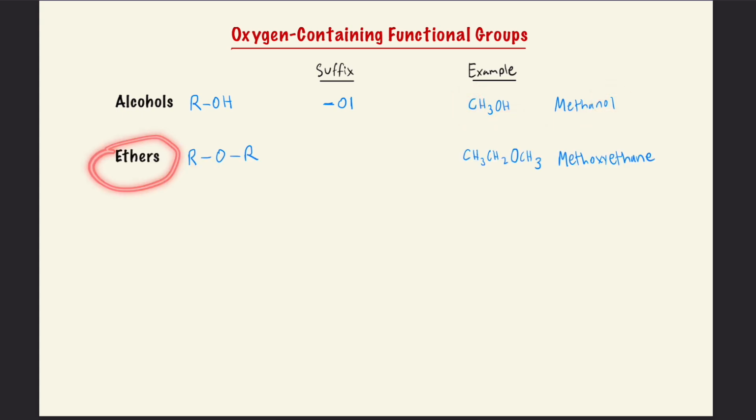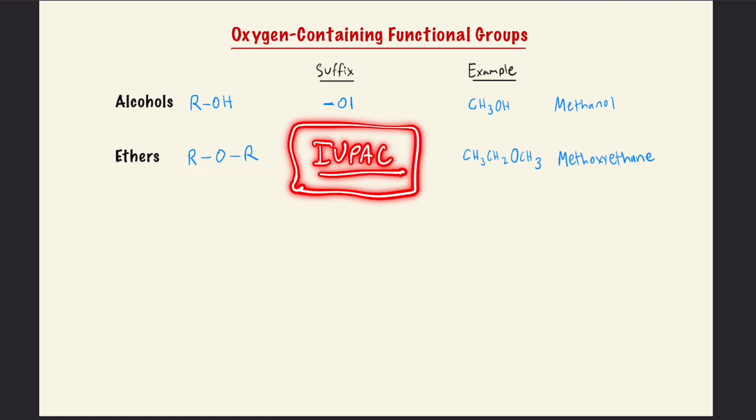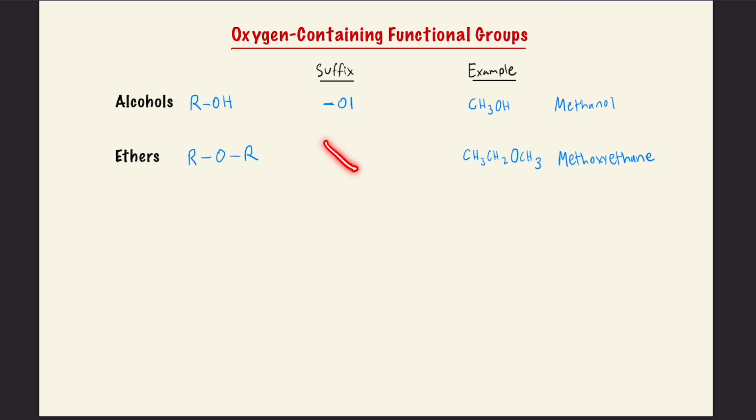Next are ethers, where there's an oxygen bridge connecting two carbon chains. When we're talking about IUPAC names, which is the naming convention that we generally use, there's no actual suffix in ethers. But the main thing you have to remember is the word oxy. An example of an ether is methoxyethane, where in front of the oxy, the meth is the shortest carbon chain, which in this case is one carbon. And after the oxy is the longer carbon chain, the parent chain, which is ethane over here. So we would call this compound methoxyethane.